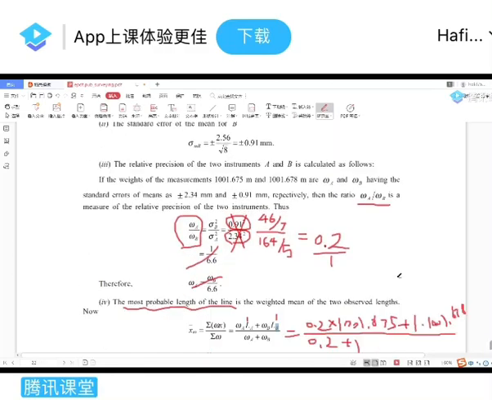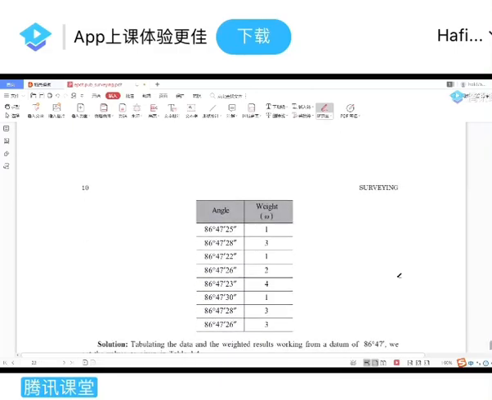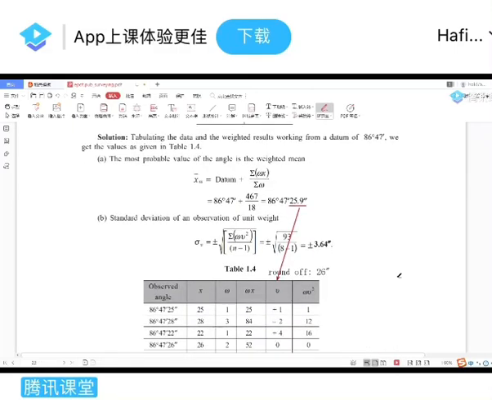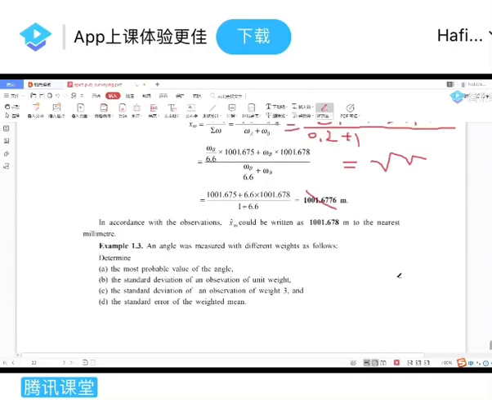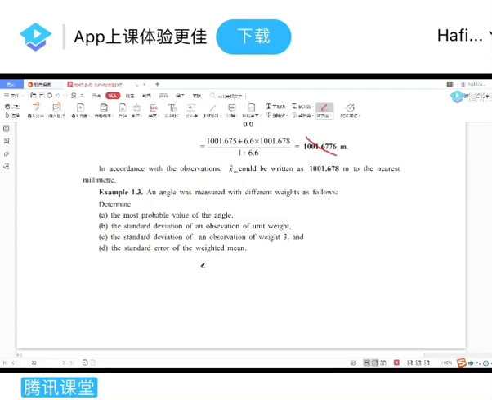Okay, let's come to the next one. So this is example 1.2, and 1.3. Example 1.3 is pretty much the same as example 1.1. What differs is that we talk about angle. Because last time we were talking about the length, but now we are talking about angle.